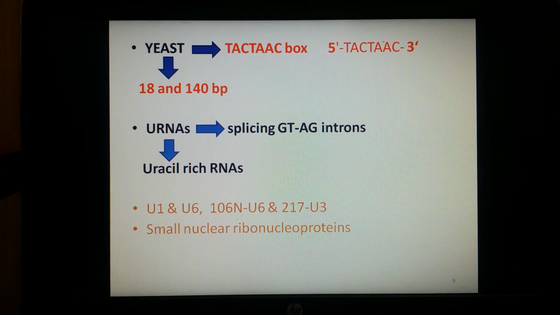Okay, so this is an additional sequence that is being found in the yeast, and this sequence is exactly the same in all yeast introns that have been studied so far, and it is positioned within the introns between 18 and 140 base pairs upstream of the 3' splice site.